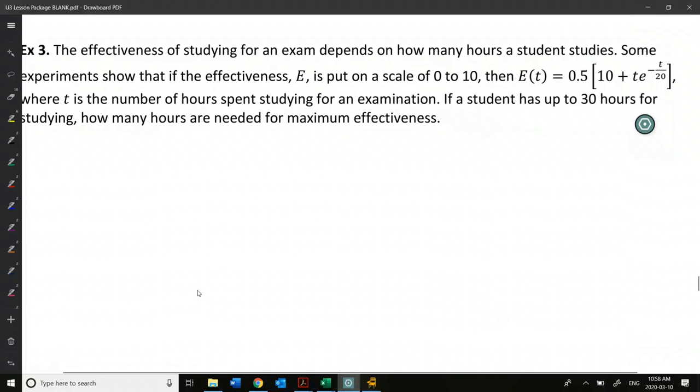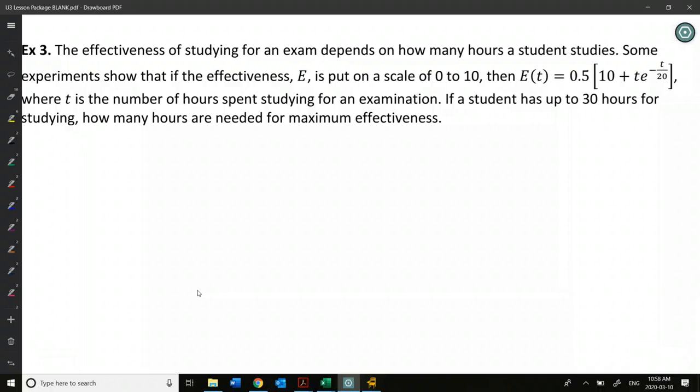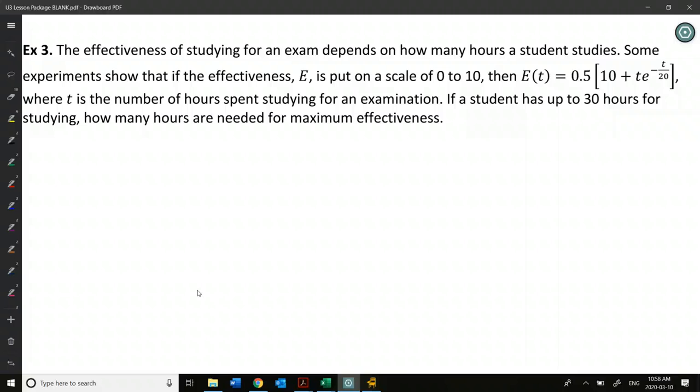Okay, we're going to take a look at an application here. The effectiveness of studying for an exam depends on how many hours the student studies. Some experiments show that if the effectiveness, capital E, is put on a scale from 0 to 10, then we have an equation E(t), where t is the number of hours spent studying for an examination, and E is our effectiveness on a scale from 0 to 10.